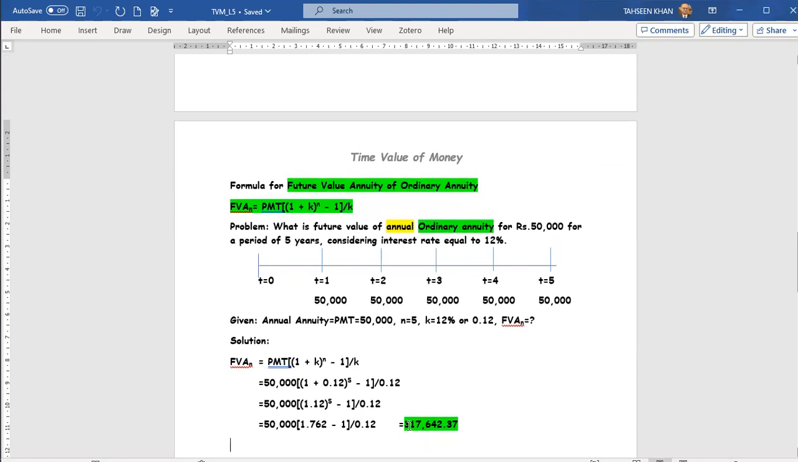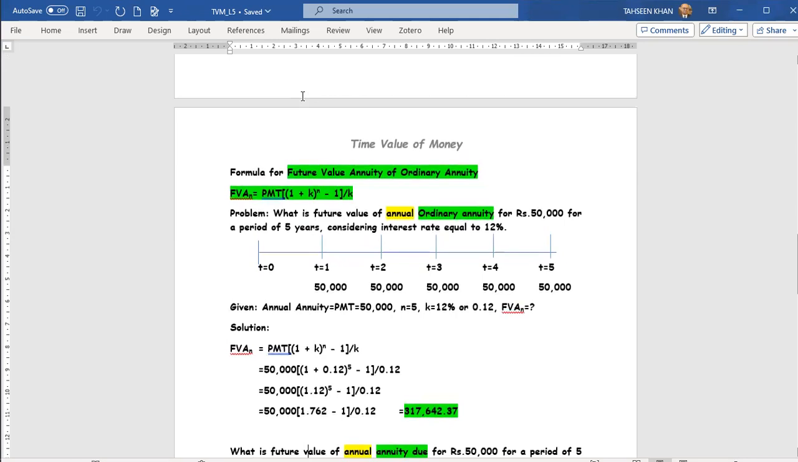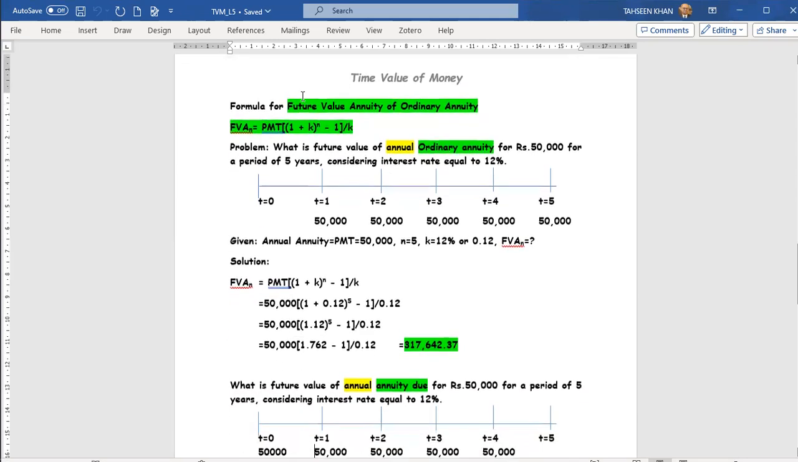Here we are going to calculate the future value annuity in case of ordinary annuity. You can simply see the formula here. After putting the values in, the answer comes to 317,642.37. Now you can compare this answer with the previous answer. You will find a similar answer in both cases. Okay.